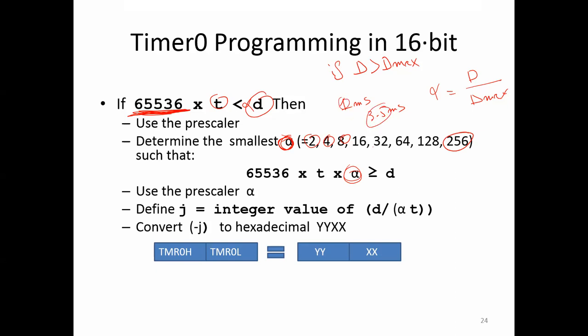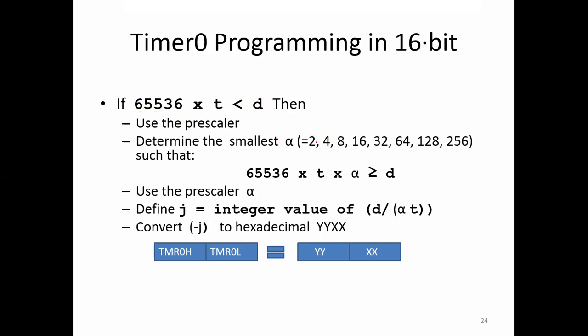We have to find the smallest value that is greater than 3.5. So alpha should be greater than the delay divided by the delay max. So what is the smallest value that is greater than 3.5 from these values? 4. There you go. So our alpha should be greater than our delay divided by delay max, but we have to select the smallest value.